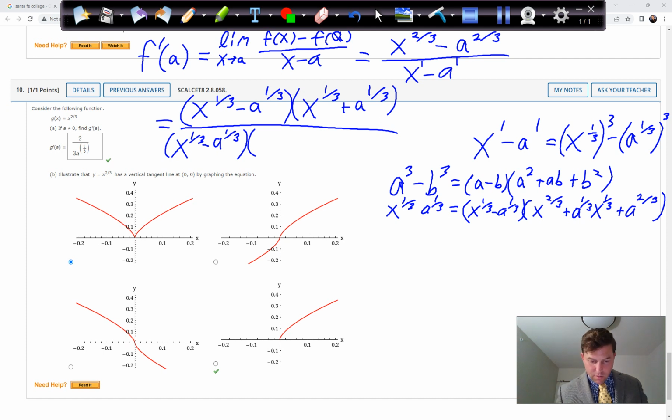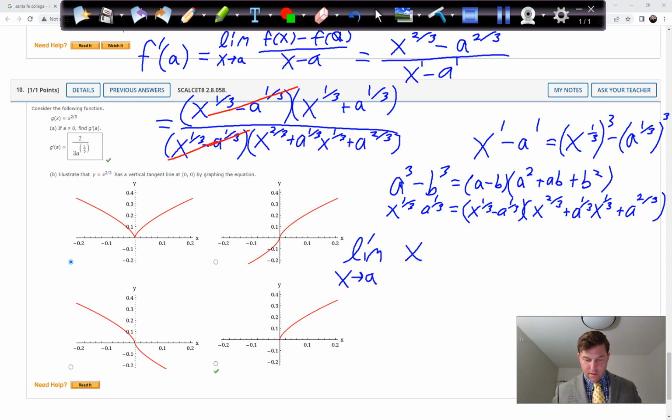Just matching these things up. So we have x to the 2/3, plus a to the 1/3 x to the 1/3, and plus a to the 2/3. And what we get is this whole first term cancels with this whole first term. And we're going to have the limit as x approaches a of x to the 1/3 plus a to the 1/3, divided by x to the 2/3 plus a to the 1/3 x to the 1/3 plus a to the 2/3.